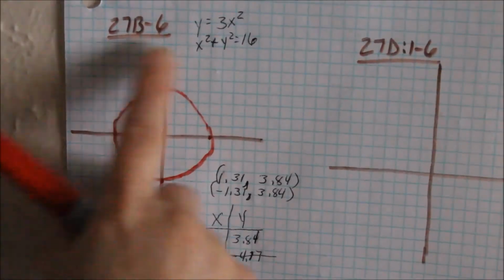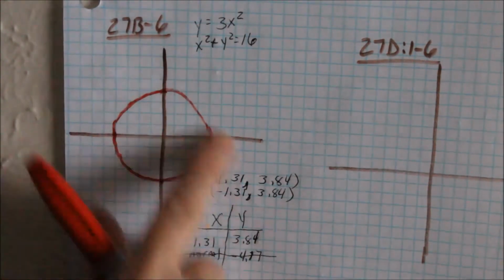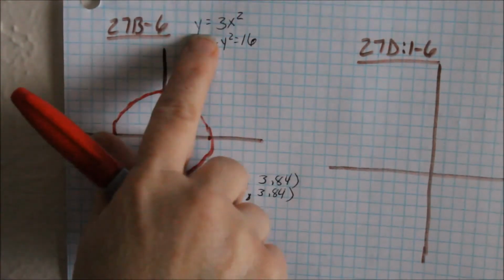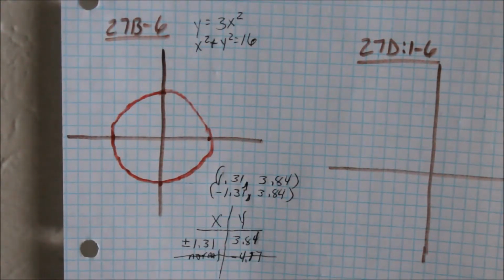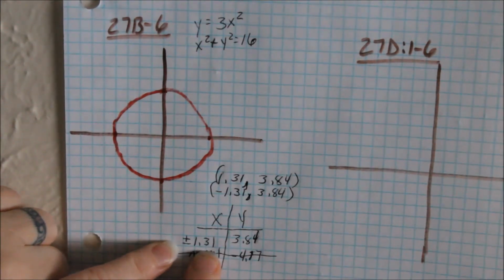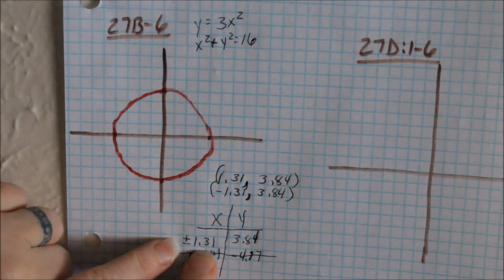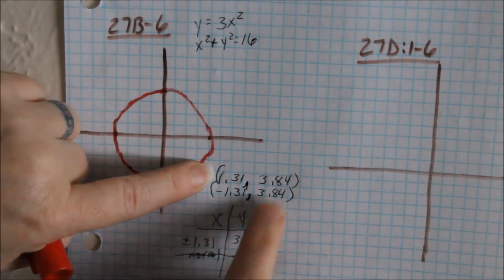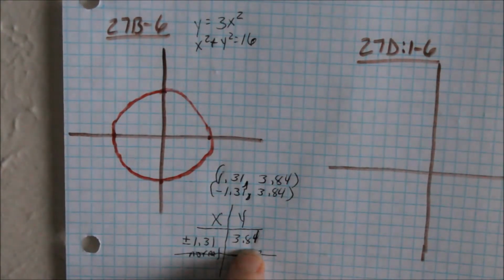Alright, we're graphing 27b6. So one of the things is we have a circle with a radius of 4. So there's my circle with the radius of 4. And then I have a parabola that's facing up. I don't graph my parabolas until I've graphed my points, since most of my parabolas are just an estimate. So we calculated our points that we were going to have a plus or minus 1.31 for x. So when x is 1.31, our y came out to 3.84. Actually, I think we calculated y is 3.84. And then when y is 3.84, we got a plus or minus 1.31 for x.